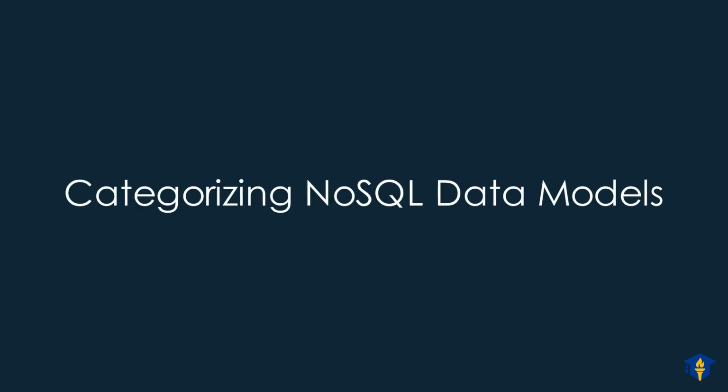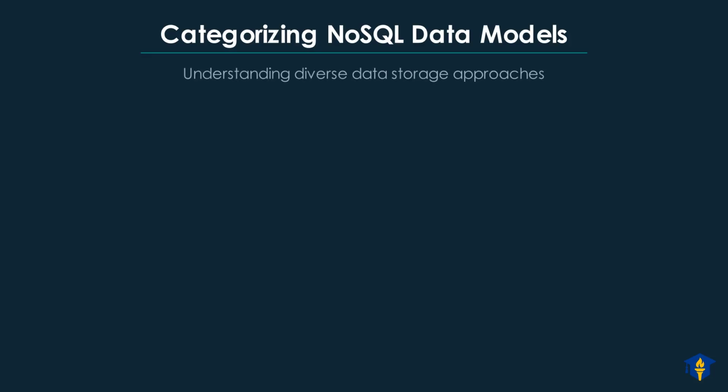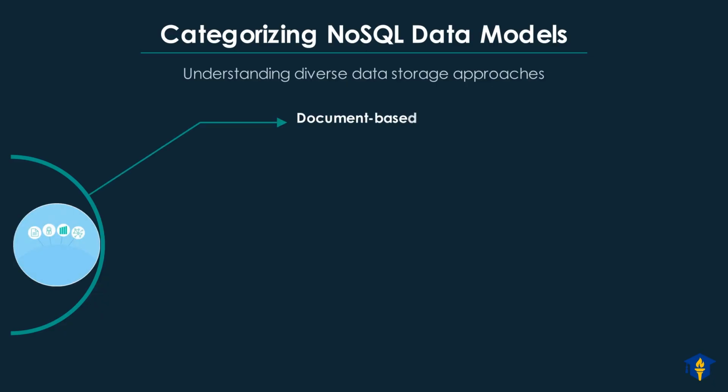Now, let us categorize the different NoSQL data models available to us. Understanding these diverse data storage approaches is crucial for choosing the right tool for your project. First, we have document-based databases which are quite popular. These store data in JSON-like documents, with MongoDB being a prime example of this type.